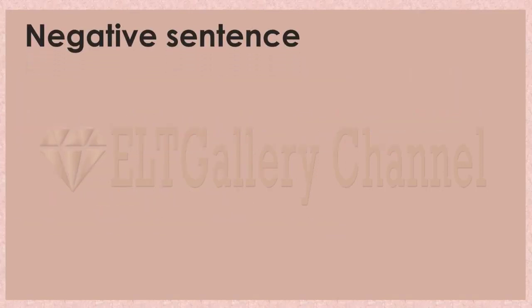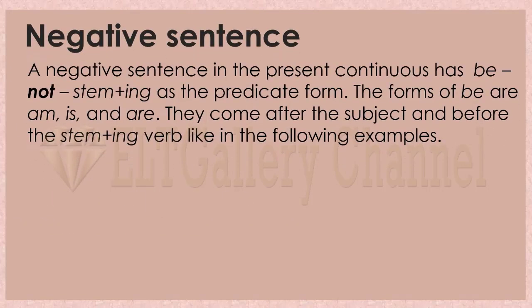And then we have a negative sentence. A negative sentence in the present continuous has be and not and stem plus ing as the predicate form. So that's the predicate of a sentence in the present continuous. The forms of be are am, is, and are, as we have mentioned. And they come after the subject and before the stem plus ing verb, like in the following sentences.